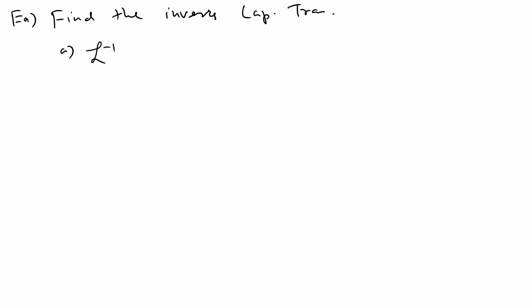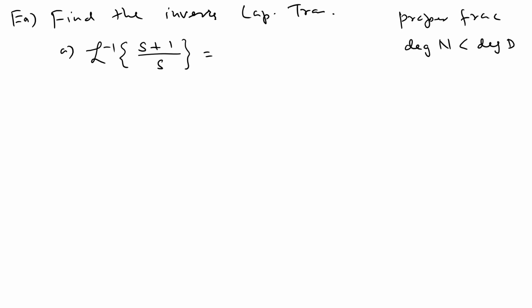Let's say the inverse Laplace of (s plus 1) over s. You can see that this is strange. We have never seen anything like this before. The reason is we know that all those functions had to be proper fractions before. What does a proper fraction mean? It means the degree of the numerator has to be less than the degree of the denominator. But now we can talk about even things like that.